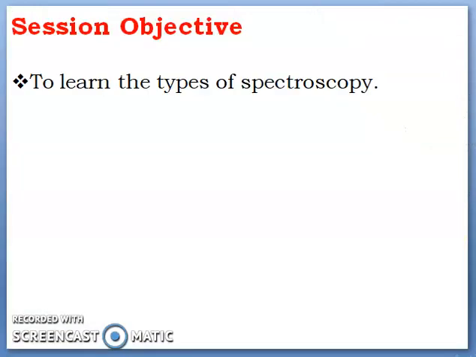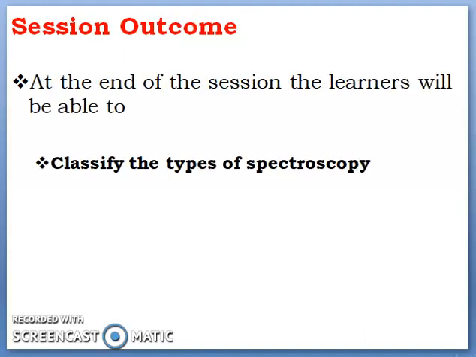The objective of this session is to learn the various types of spectroscopy available. The outcome of the session: the learners will be able to classify or distinguish the types of spectroscopy.